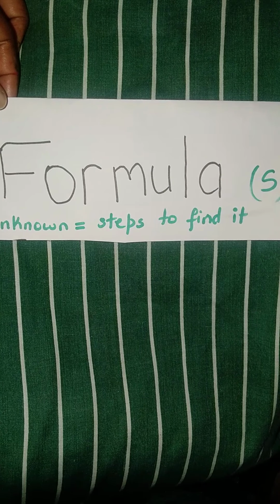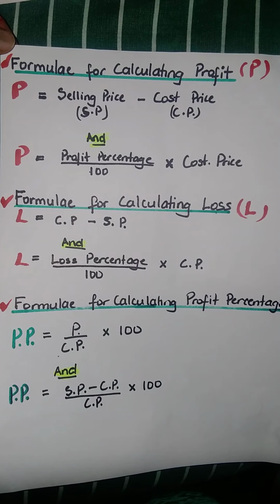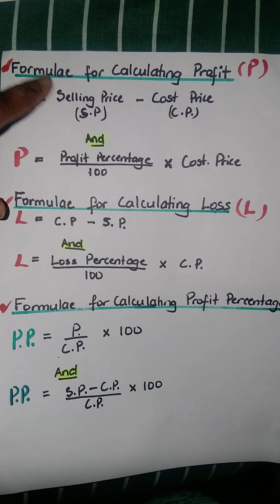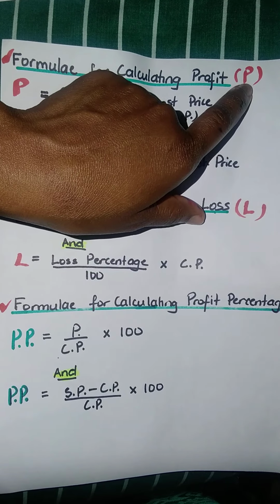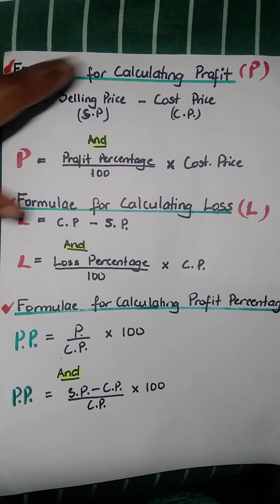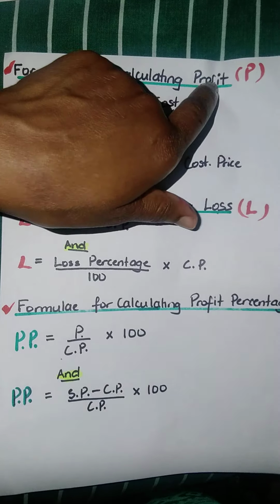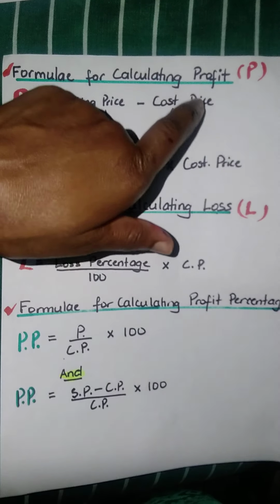So we're going to look at some formulae or formulas that we use when we're doing profit and loss, profit percentage and loss percentage, and selling price and cost price. So here we go. These are the formulae for calculating profit. And we use the word P here for short. So P is what we want to find, true? We're calculating P, which means we don't have it. So P is the unknown, and it's equal to the selling price minus the cost price.